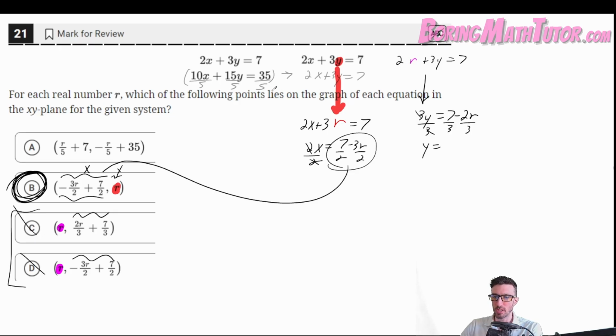So very tricky problem, a little bit weird. When they said lies on the graph of each equation, it's kind of weird because each of them are the same graph. But yeah, it turns out that's what you want to do. You want to take that approach where you try replacing your x with r and see if it could be those. And then the next time you try the next easiest one, which would be replacing your y with r. Thank God we didn't have to worry about A.